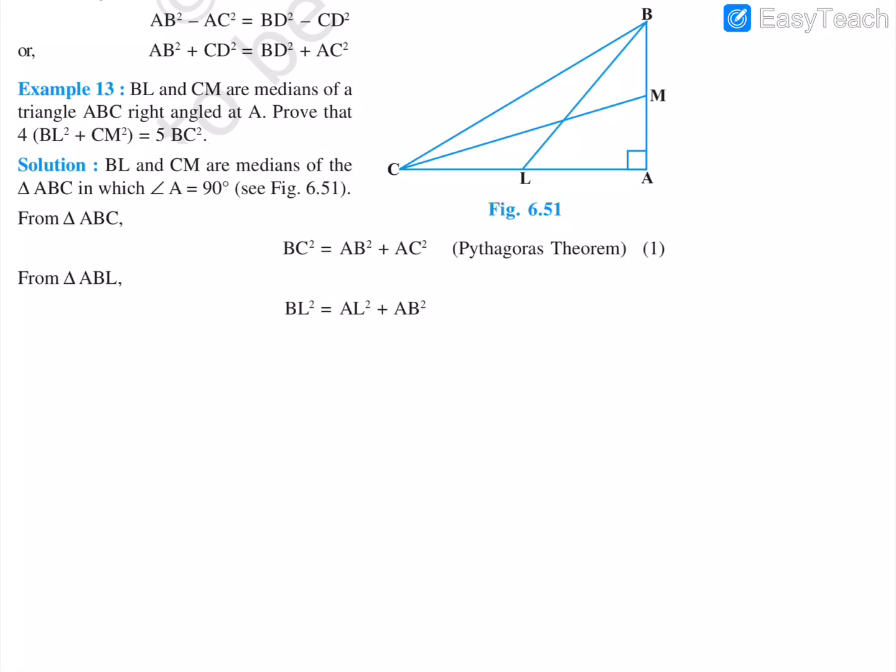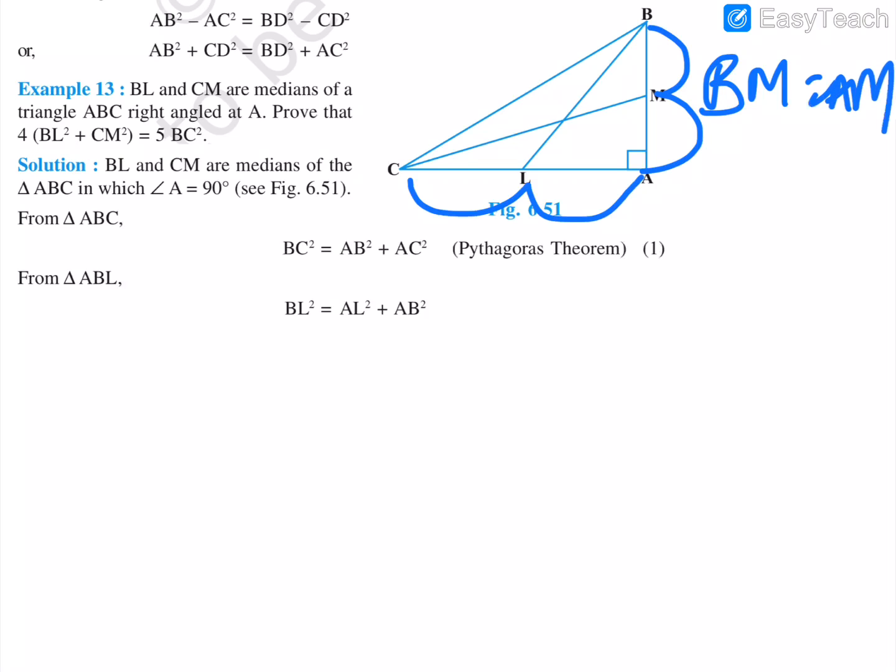Now coming to next proof, that is BL and CM are medians. So BL is median and CM is also median. Median means these two parts will be equal and these two parts will be equal. Let's write that BM is equal to AM and here CL is equal to AL. Okay, we will write whatever we need in a later position.